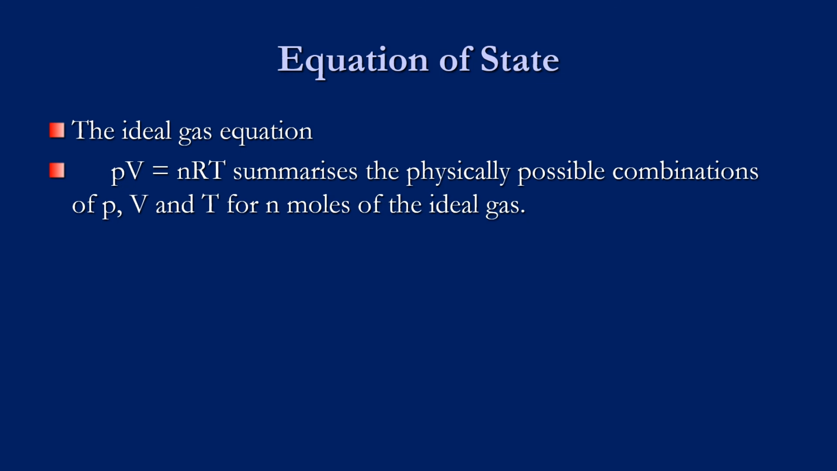The ideal gas equation, PV equals nRT, gives us the possible combinations of pressure, volume, and temperature for n moles of ideal gas. So when we come to looking at questions, we can find the physical combinations, so the different combinations of P, V, and T, either in this form, with n being the number of moles, or PV equals NkT. So we use this equation to look at the different possible combinations for ideal gases.